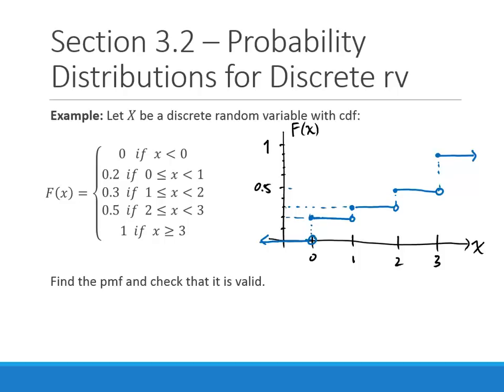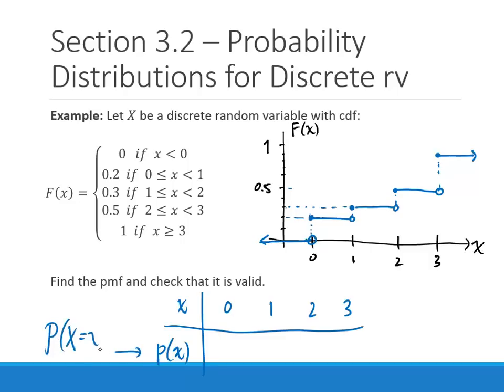Okay, so let's go ahead and find the PMF again. The possible values that X can take on are 0, 1, 2, and 3. For each one of those, we want to find the PMF of that value. So what's the probability that X equals 0? Again, this is just the probability that X is equal to little x. So what's the probability that X equals 0? It should be 0.2.